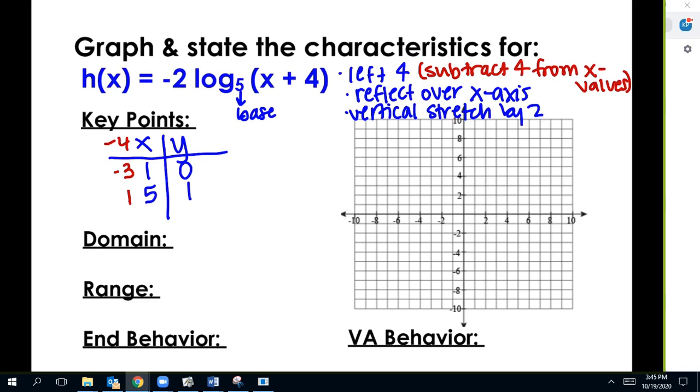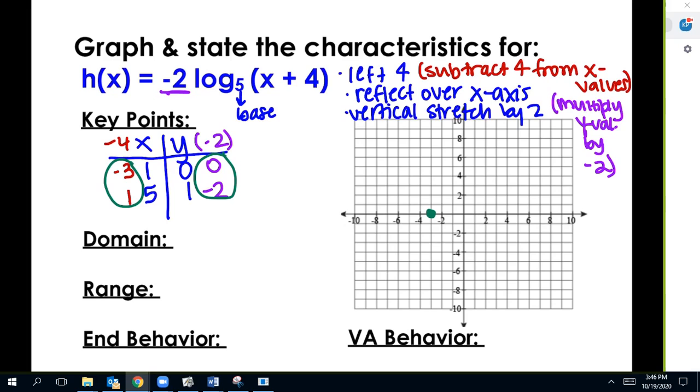To do the reflection and the vertical stretch, we can do that all at once. We will multiply. This is something that happens to the y values by negative 2. And so that's kind of what's happening, the y values are being multiplied by negative 2. And so 0 times negative 2 is 0. 1 times negative 2 is negative 2. And so now we will plot our new points. We'll make them green. Negative 3, 0.